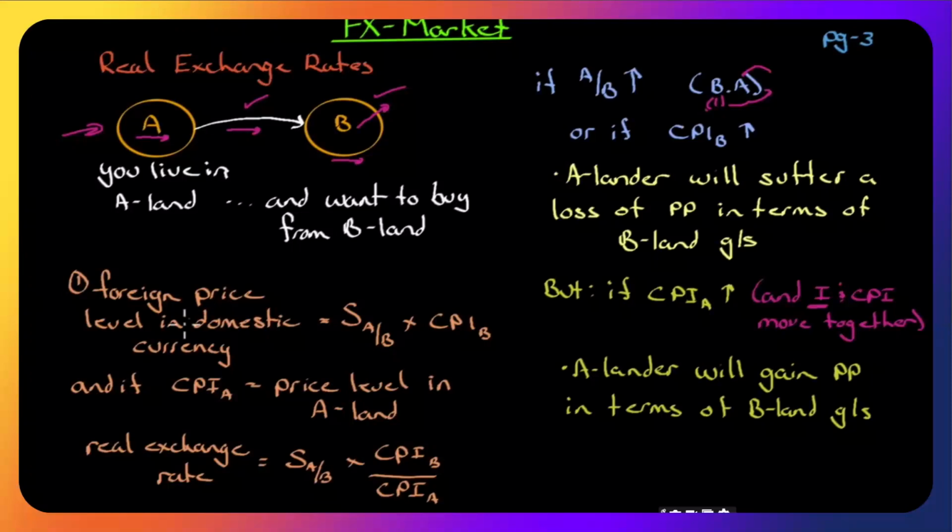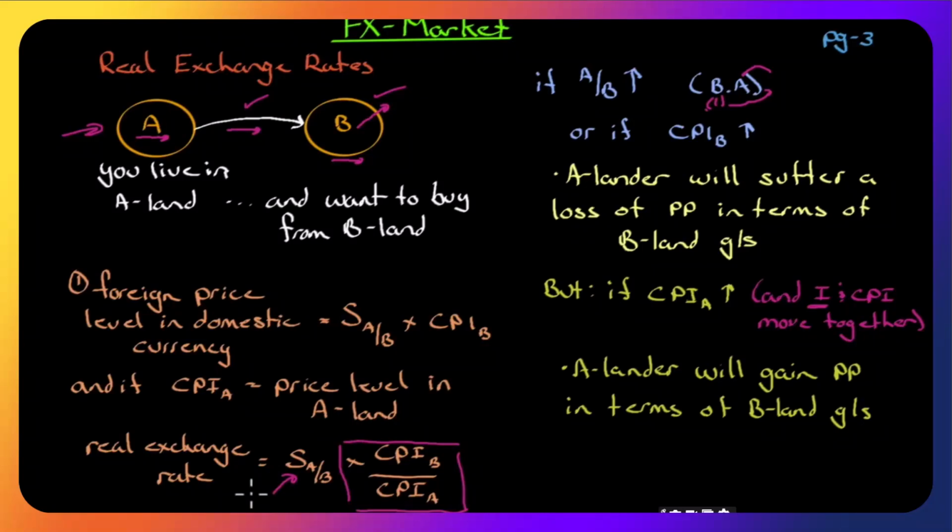So there we go. There's the foreign price level in the domestic currency: the spot rate times the CPI in B-land. And if CPI sub A is the price level in A-land, the real exchange rate is the nominal spot rate multiplied by the ratio of their two price indices, CPI in B-land divided by CPI in A-land. That's how we get to a real exchange rate, so that the real exchange rate takes into consideration the inflation rates in the two countries. That's all it's doing. Notice that if we take this term out, what is this? That's the nominal exchange rate.